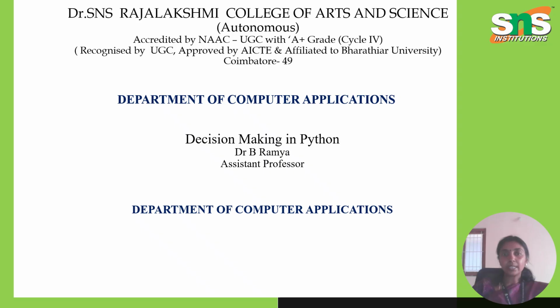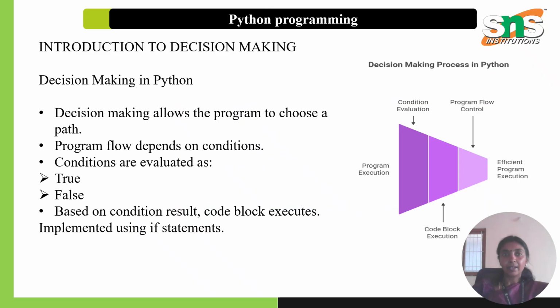Today we are going to see about decision making in Python. Introduction to decision making. Decision making allows the program to choose a path. Program flow depends on conditions. Conditions are evaluated as true or false. Based on the condition, the resulting code block executes, implemented using the if statement.